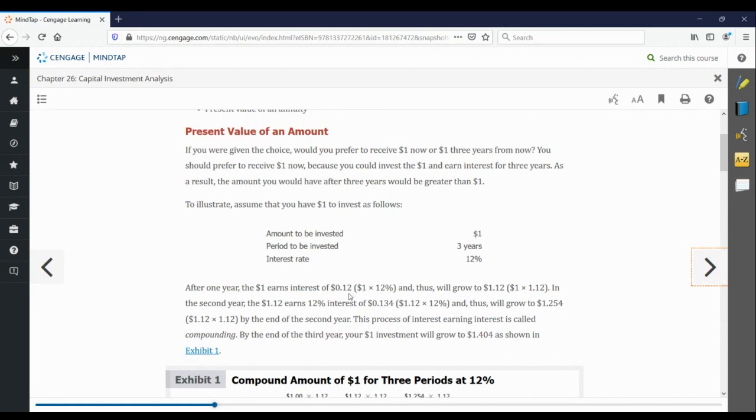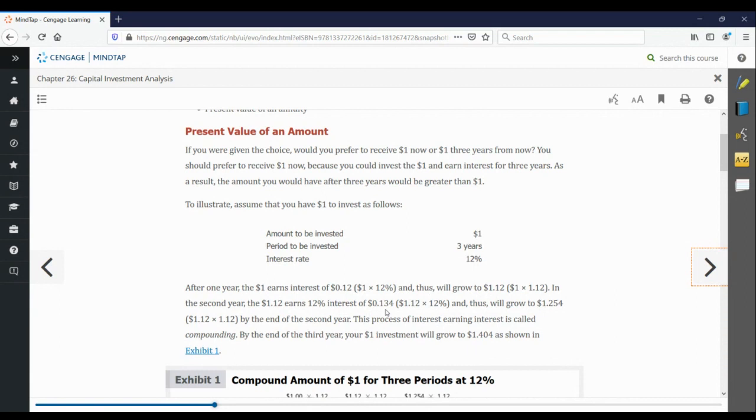So if we have earned 12 cents interest by the end of the first year, we could take that 12-cent interest and add it back to the original amount that we have invested, and then invest that total amount. So in other words, at the end of the first year, our $1 investment would have grown to $1.12, and then we could invest that $1.12 at 12% interest to see how much it would grow to at the end of year 2.